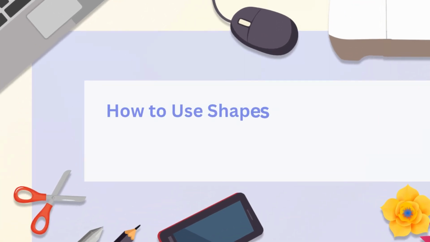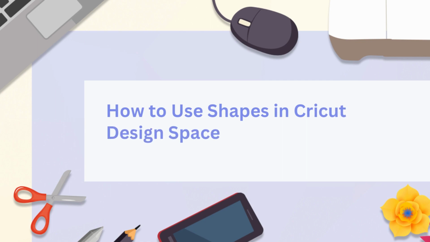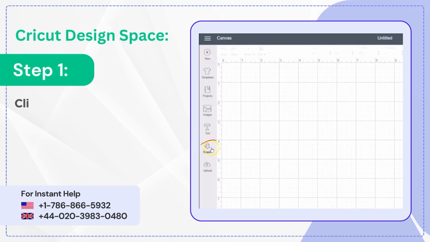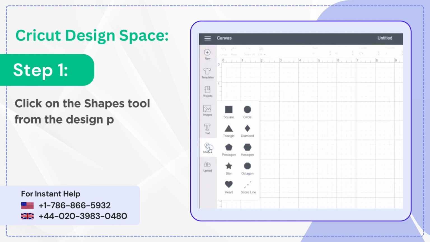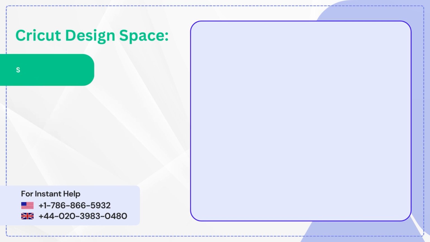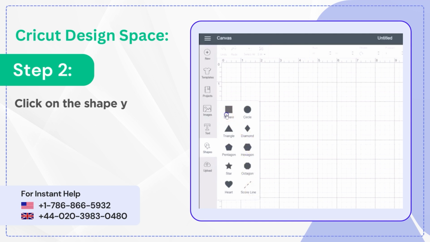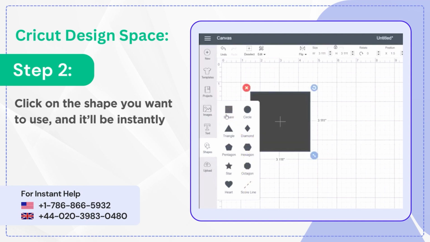How to use shapes in Cricut Design Space. Step 1. Click on the Shapes tool from the Design panel and it'll bring up a list of shapes. Step 2. Click on the shape you want to use and it'll be instantly added to the canvas.